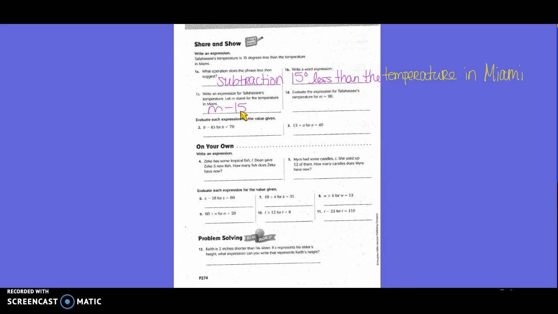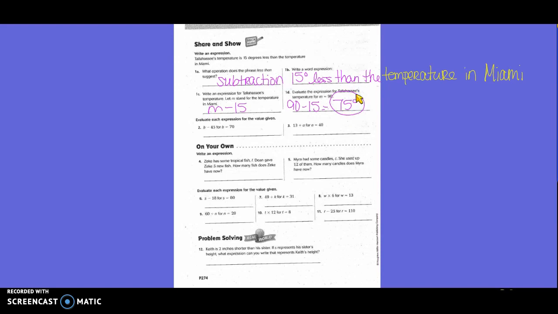Evaluate the expression for Tallahassee's temperature for M equaling 90 degrees. So basically, we're going to plug 90 degrees in for M, right? So I would put what? 90 minus 15 equals 85. No. 75. So 75 degrees. And that would be our answer.